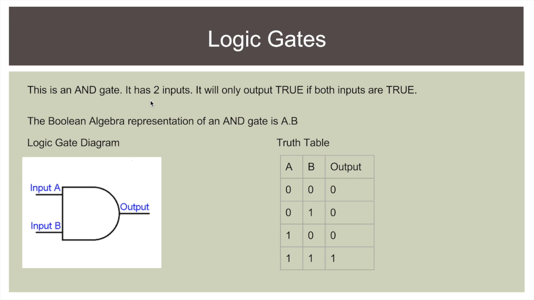So, moving on to the gates themselves. This is an AND gate, and it has two inputs, input A, input B. It will only output true if both inputs are true. And the Boolean algebra representation of an AND gate is A dot B. In mathematics, the dot can also stand for multiplication or times. So this is kind of saying it's A times B. And if we take A times B, mathematically, we can see that 0 times 0 gives us 0, 0 times 1 gives us 0, 1 times 0 gives us 0, 1 times 1 gives us 1. So that kind of makes sense.